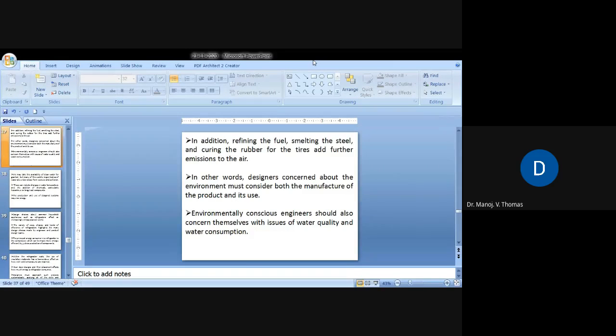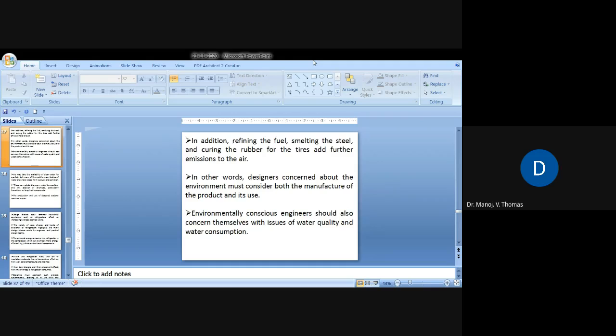In addition, refining the fuel, smelting the steel, and curing the rubber all add pollution. In other words, designers concerned about the environment, and this is an important point, must consider both the manufacture of the product and its use. During the manufacture and during the use, it should not affect the environment much.